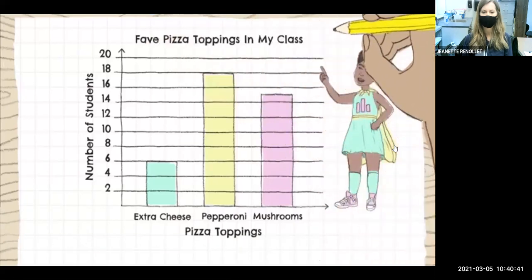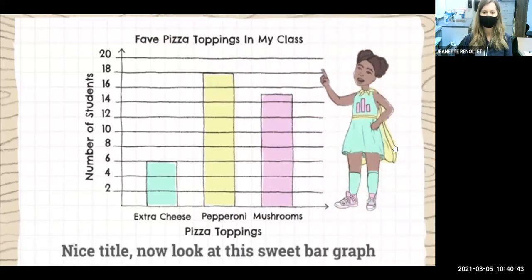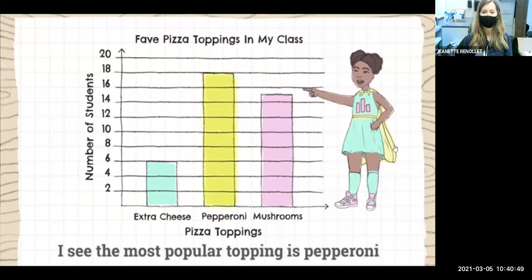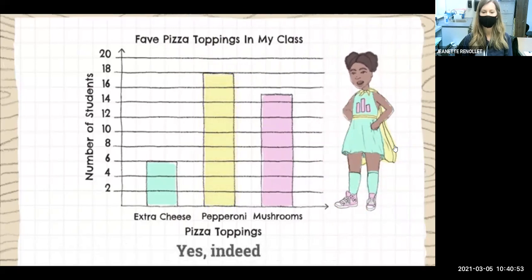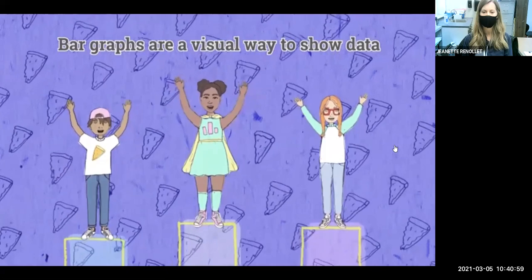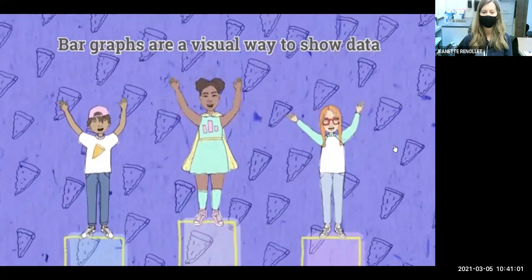Fave pizza toppings in my class. Nice title. Now look at this sweet bar graph. We can analyze the data easily. How? I see the most popular topping is pepperoni. Because that bar is the tallest? Yes, indeed. Now how many more like that than like extra cheese? Now you know. Bar graphs are a visual way to show data.